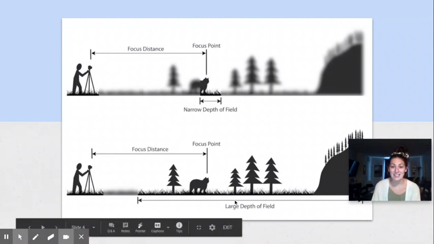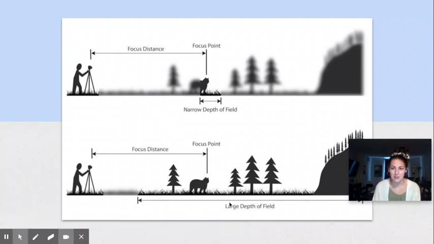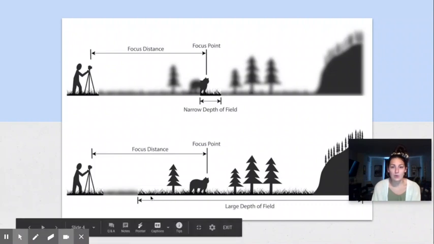And then in this deep depth of field, it says large, doesn't matter, same thing, deep. Much more of the scene is going to be in focus. So you can see that not just this animal is in focus, but a lot of things behind it and a lot of things in front of it as well. So most likely the entire picture is going to end up being in focus and sharp.